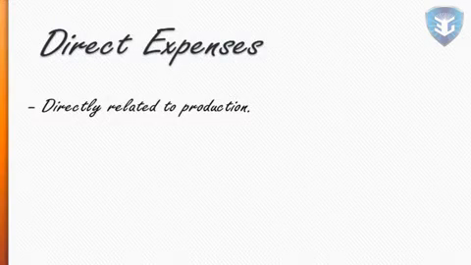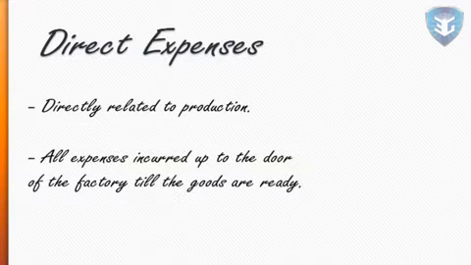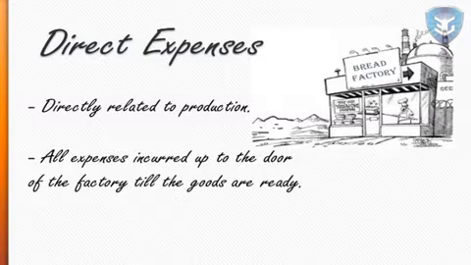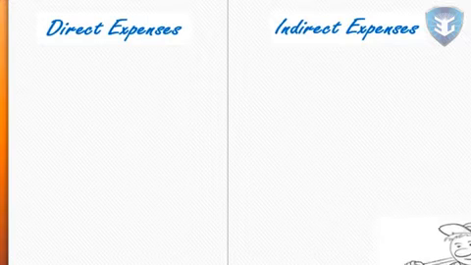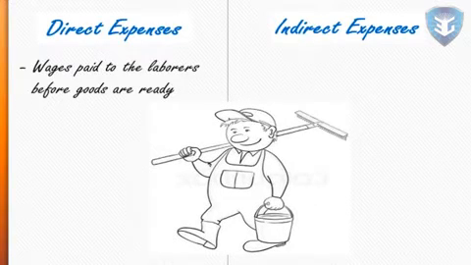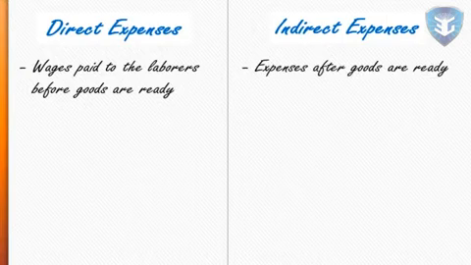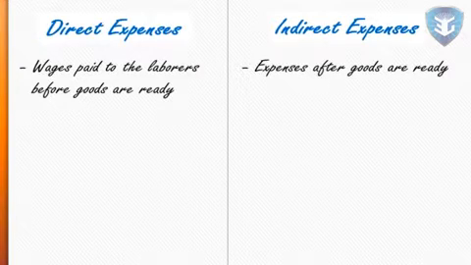To make it more convenient, I can say the expenses incurred up to the door of the factory. Suppose you are running some factory, you are publishing books, or you are making bread and biscuits in your factory. All expenses and losses up to the door of the factory, when the goods are ready, up to that point, the expenses are direct, and after that, all expenses are indirect. For example, you are paying wages in your factory to the labor. They are direct expenses because the goods are not yet ready. If the goods are ready, meaning ready to be sold, after that all expenses are indirect expenses. Let me explain again, all expenses are of two types: direct expenses and indirect expenses.